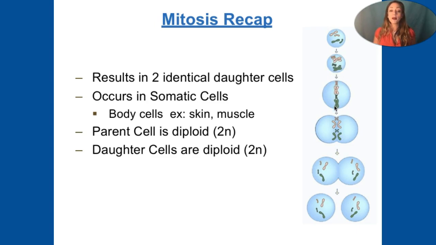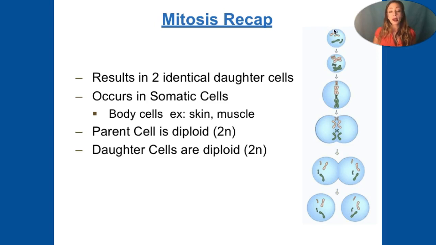Now they're going to line up during metaphase on the metaphase plate. Then right here we're seeing the sister chromatids getting pulled apart in anaphase. Here's telophase, where the nuclear envelope is starting to reform. And then last but not least, cytokinesis, where if this was an animal cell, we'd be seeing a cleavage furrow, or if it was a plant cell, we'd be seeing a cell plate starting to form.